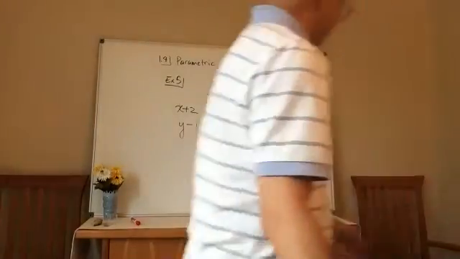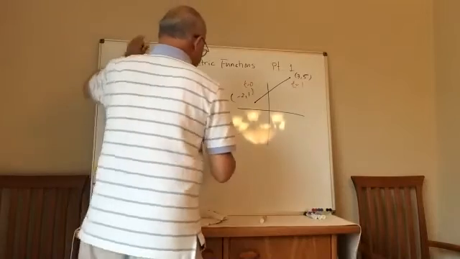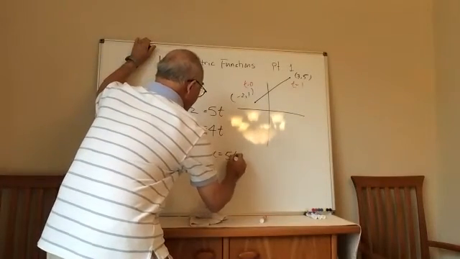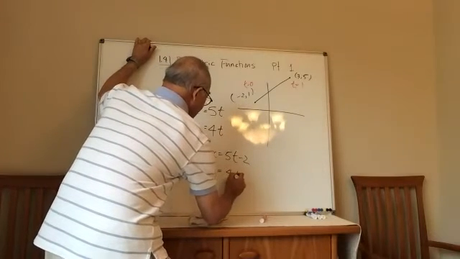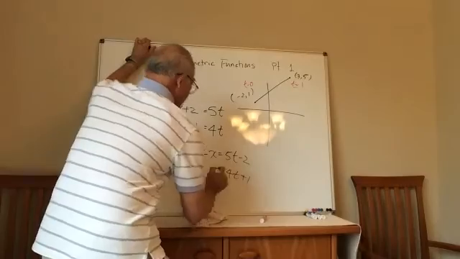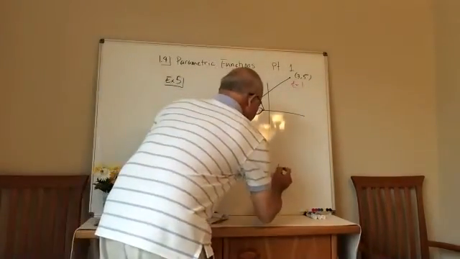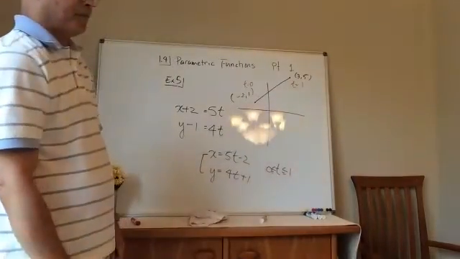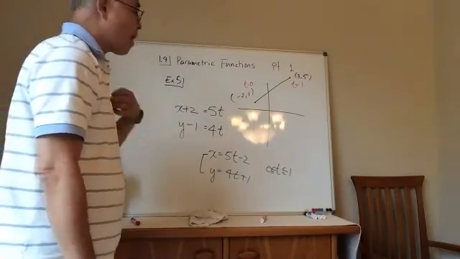So my answer would be this. My parameterization would be to take x is equal to 5t minus 2, y is equal to 4t plus 1, and that would be from t is 0 to 1. So that would be my way of doing it.